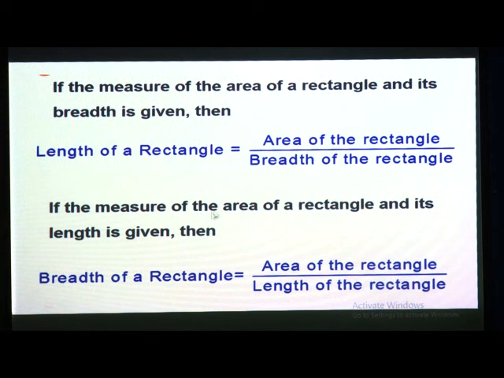If the measure of the area of a rectangle and its length is given, then if area of rectangle is given and length also is given, then what we need to find? We need to find breadth. So, the formula used to find the breadth of a rectangle is area of rectangle by length of the rectangle.